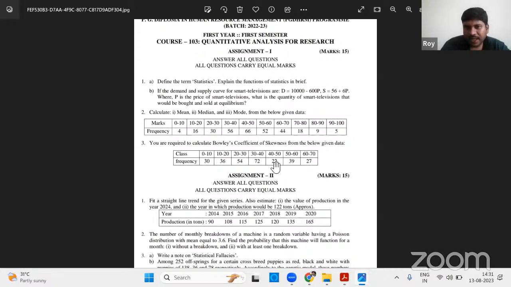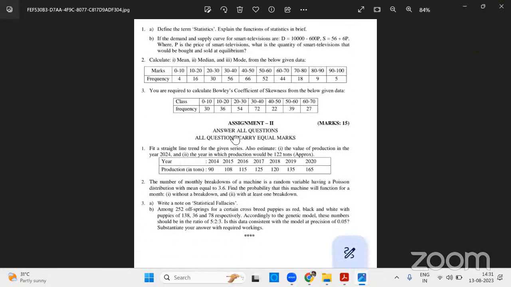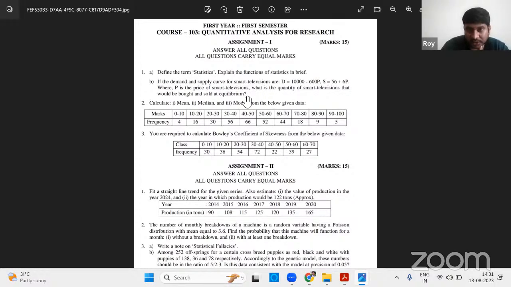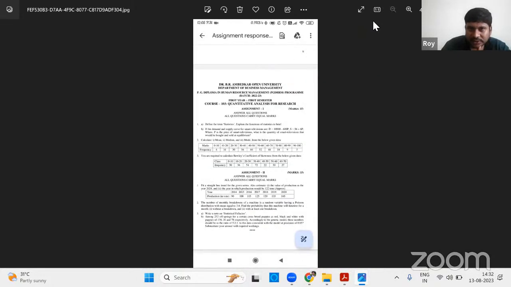Take the model, apply the formula, you will get it. Mean, median, mode, easy only, right? Already we have seen this. Second, third, I can say. First one only, the first B part. Even that second part, I'm not able to. Once go through the notes, maybe you can try. Okay, then I will try.